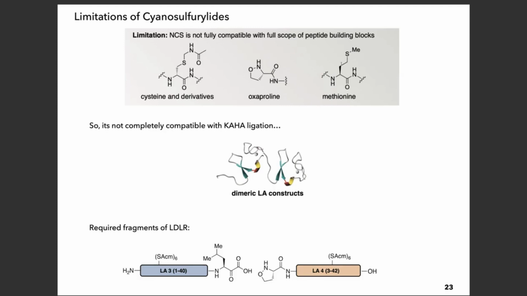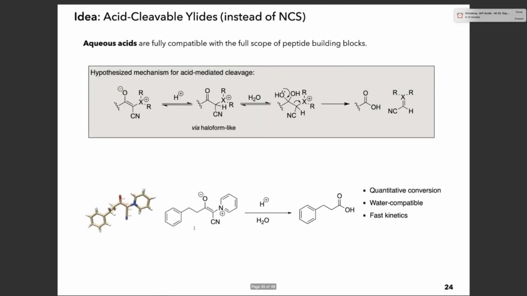also do not get along, and so we typically need to mutate the methionines to norleucines if we are cleaving with NCS. And so for some of the small domains, this was fine, but we were also interested in dimeric or even longer LA domains, and we wanted to assemble those using CAHA ligation, and that required us to work with the unprotected oxoproline, and we also wanted to go back to using the Acm protected cysteines. And this led us to look for an alternative to the sulfur ylids.